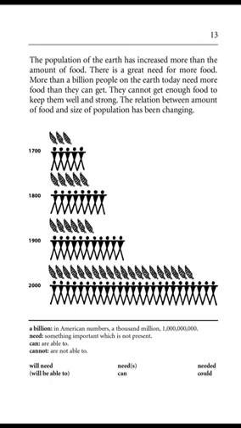Page 13. The population of the earth has increased more than the amount of food. There is a great need for more food. More than 1 billion people on the earth today need more food than they can get. They cannot get enough food to keep them well and strong. The relation between amount of food and size of population has been changing.